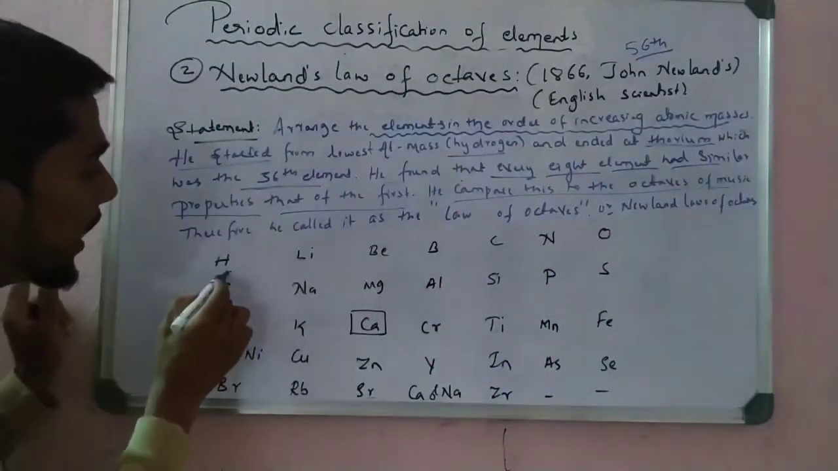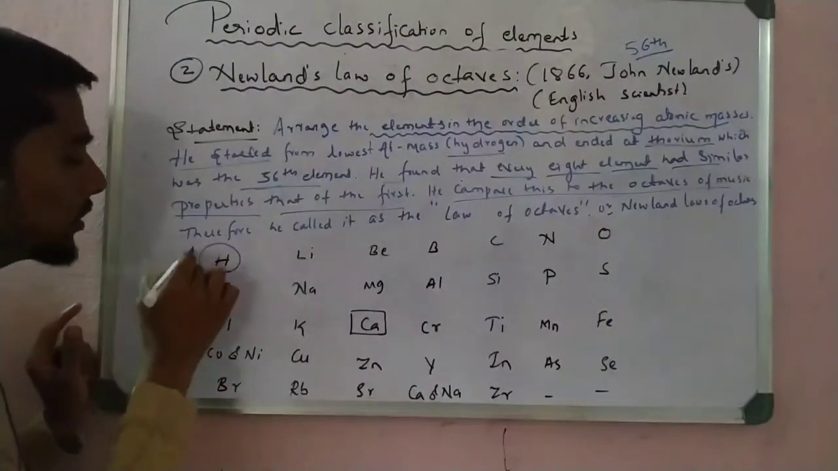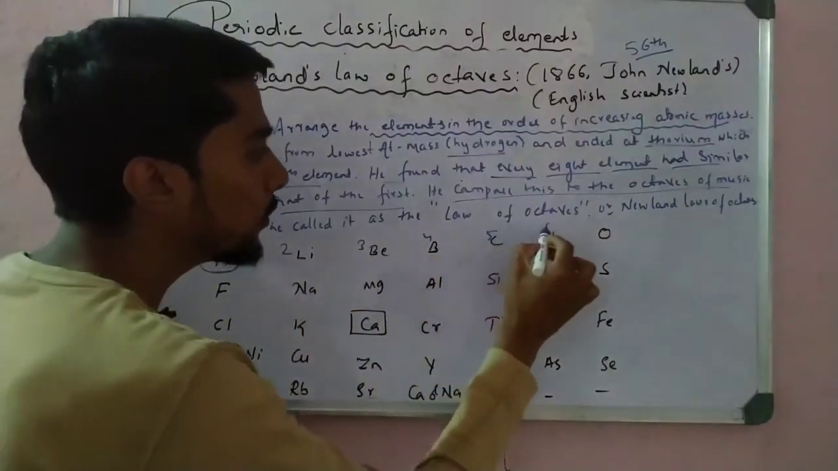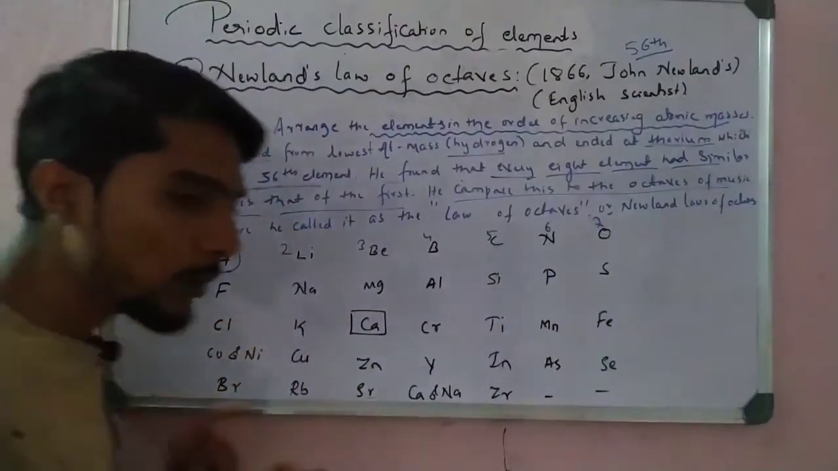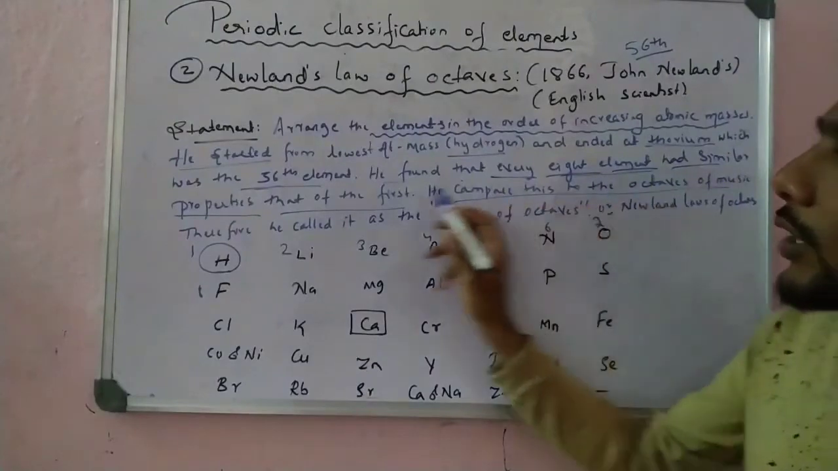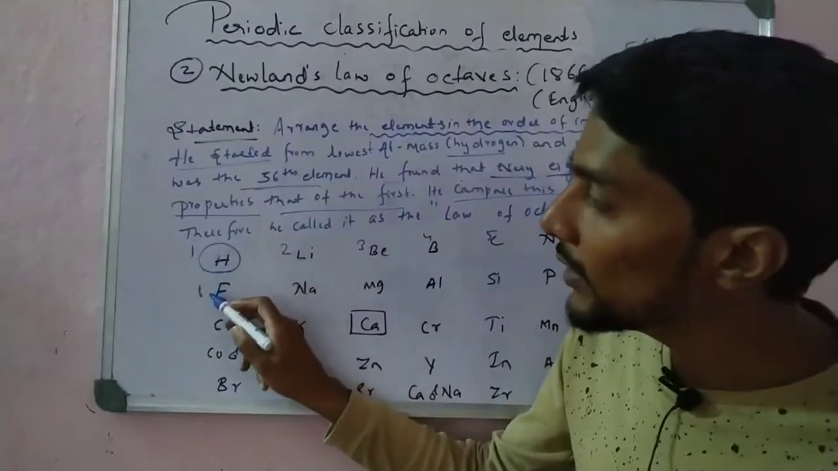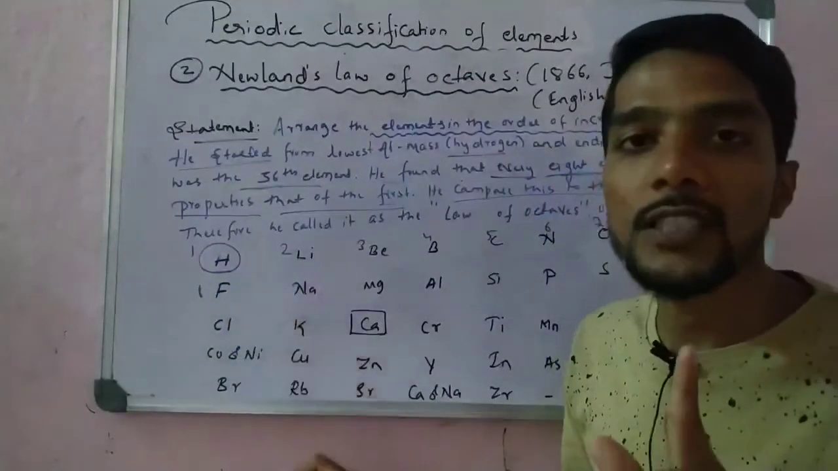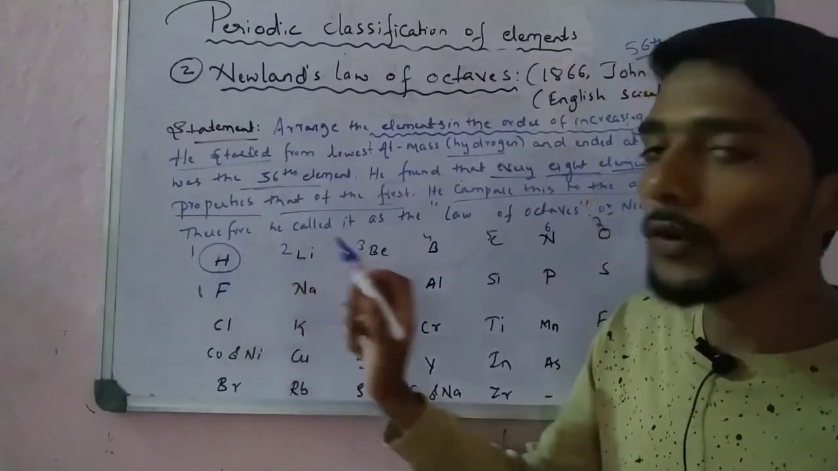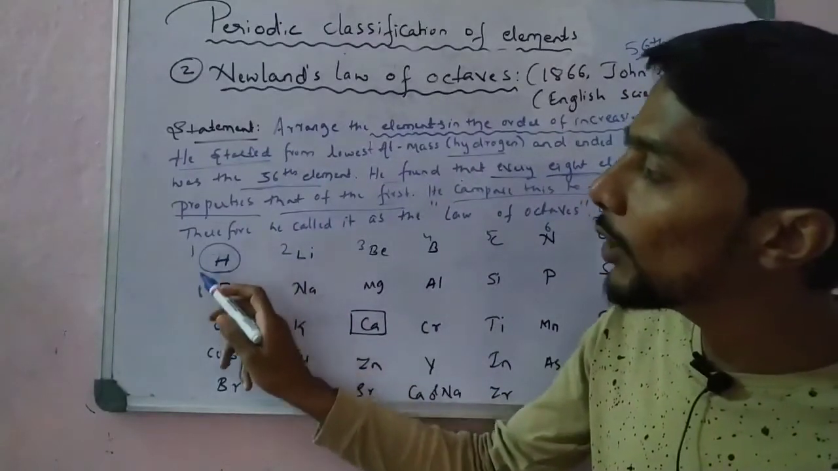So when we count the elements, for example, I count from hydrogen. Hydrogen is 1. See here: 1 2 3 4 5 6 7 8. You observe that every eighth element is similar to the first element. Observe that hydrogen is 1 and fluorine is 8. If H and F are similar, he can put them in one group. He can put H below fluorine. Why? Because according to this rule, every first element is similar to the eighth element.